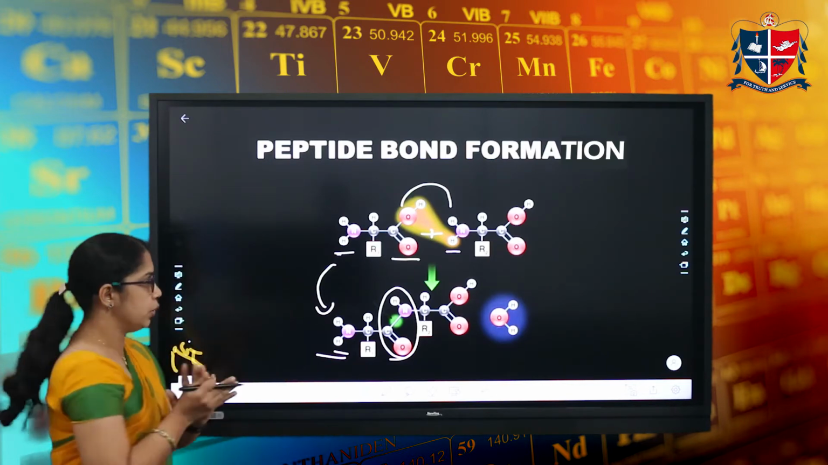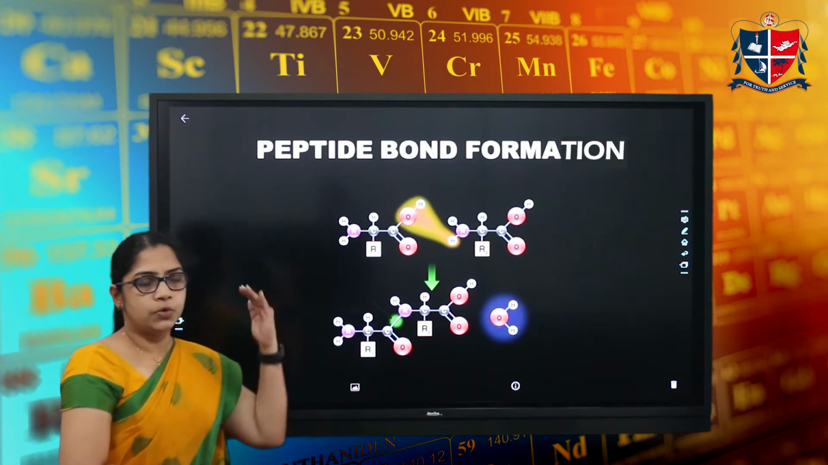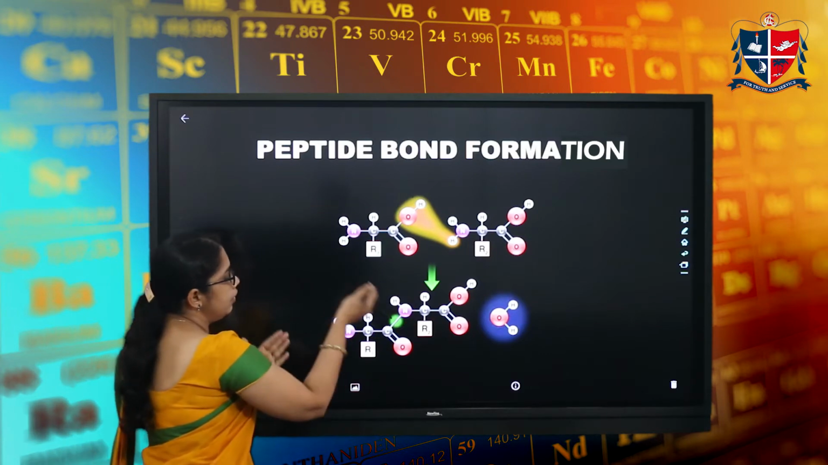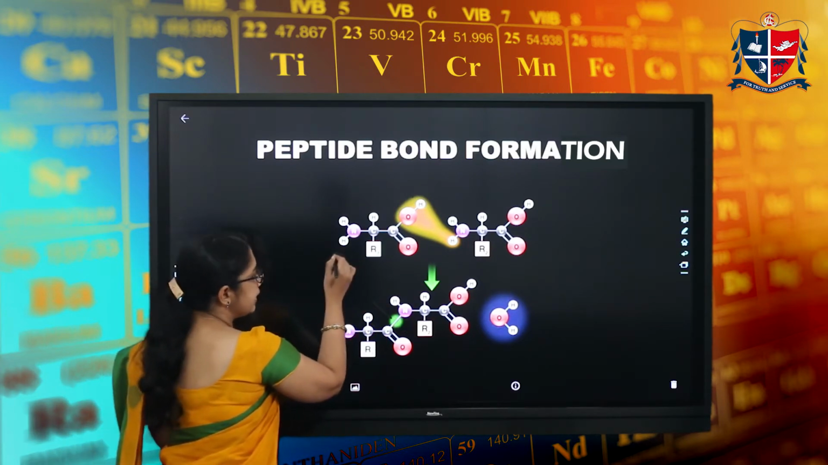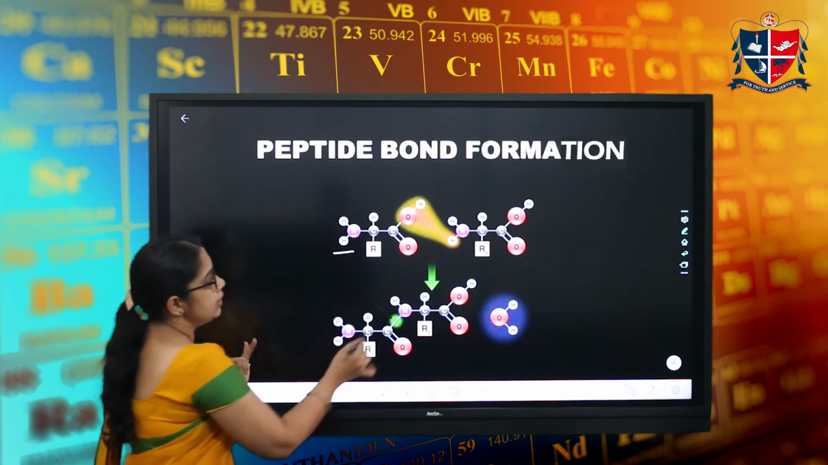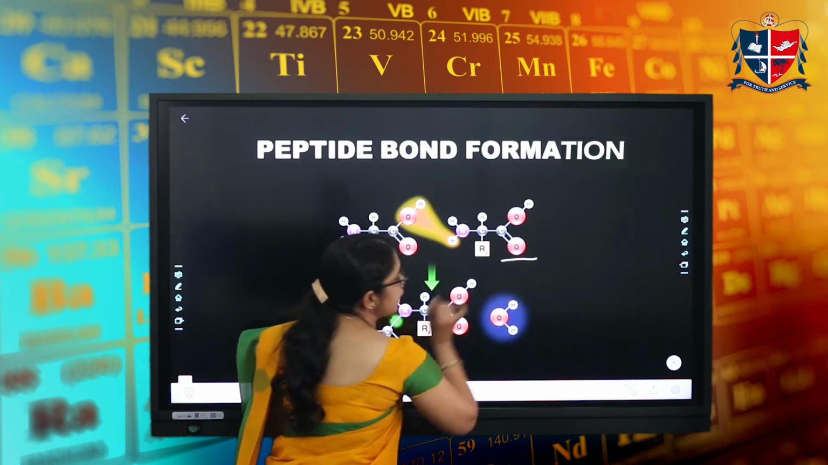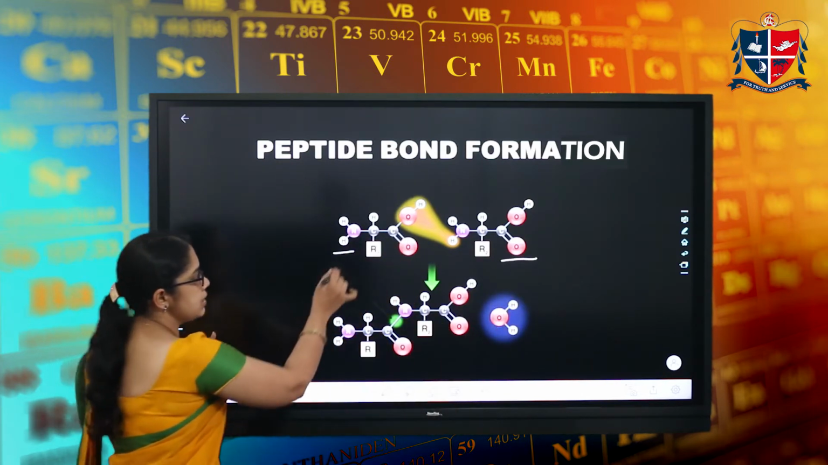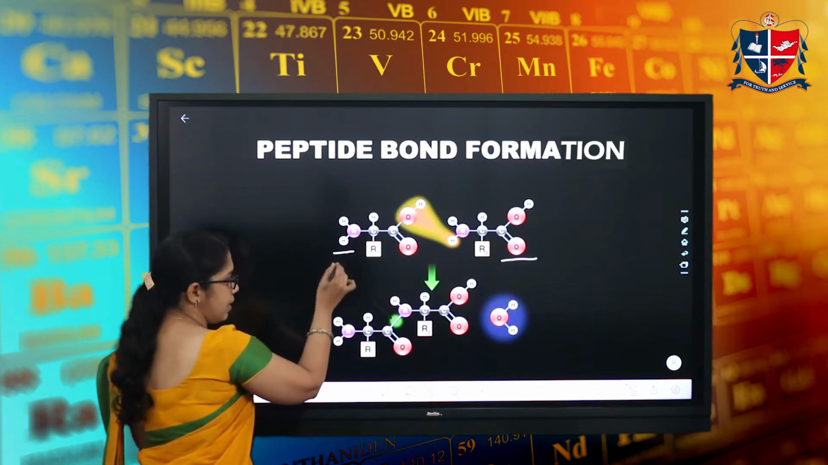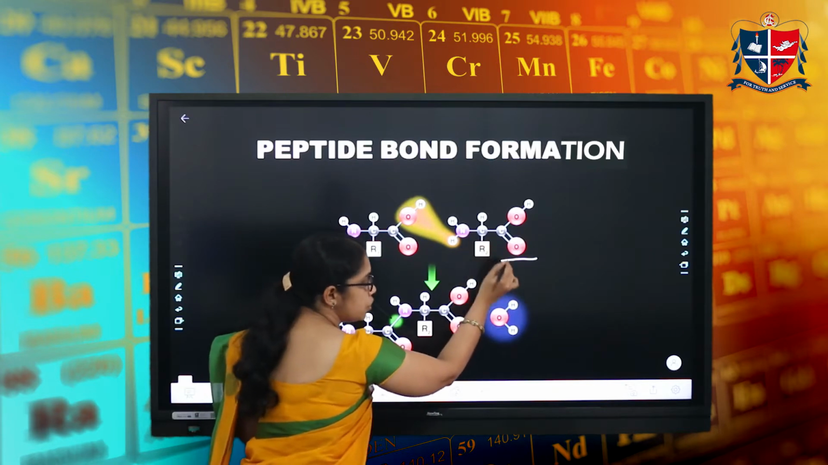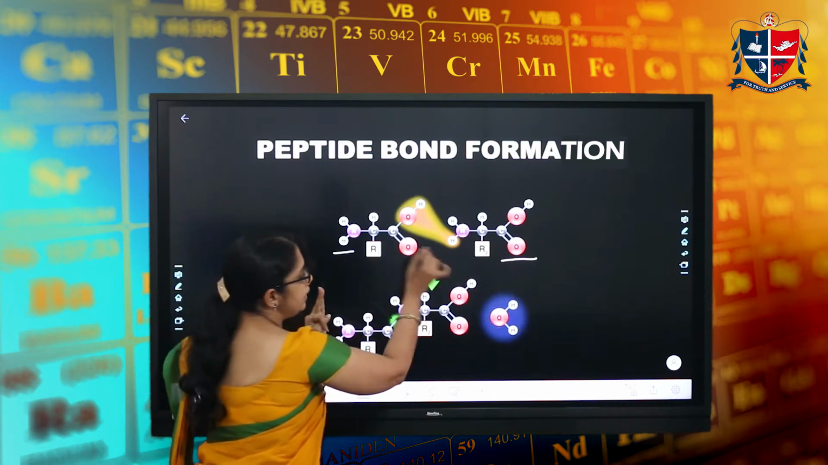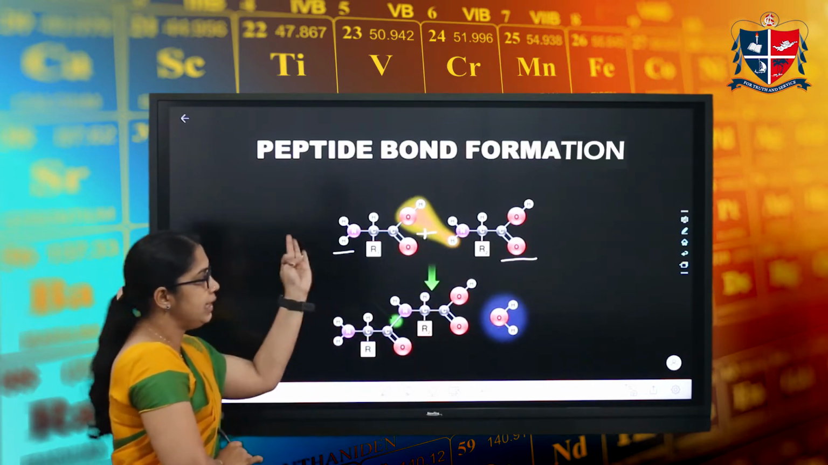There is another method also. What I discussed is method 1. In the second method, first we protect this NH2 group. Second, we protect the COOH group of the second amino acid. This is the first amino acid and this is the second amino acid. First, we protect the NH2 group of the first amino acid. Second, we protect the COOH group of the second amino acid. And the third step is condensation between these two amino acids.